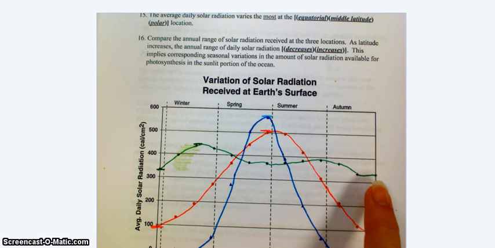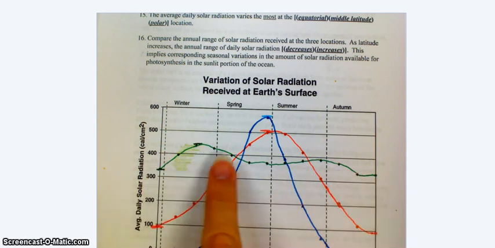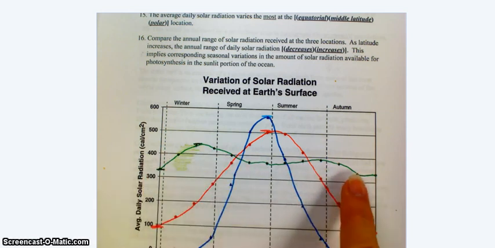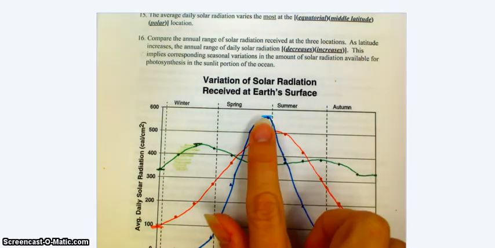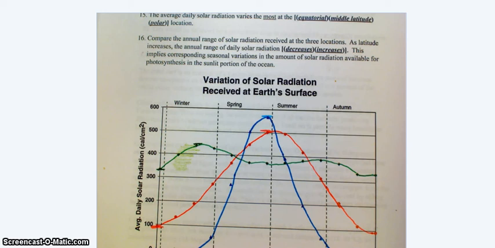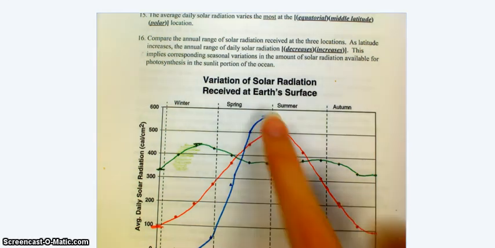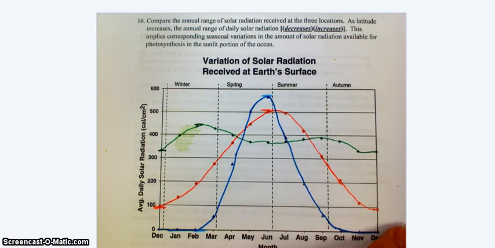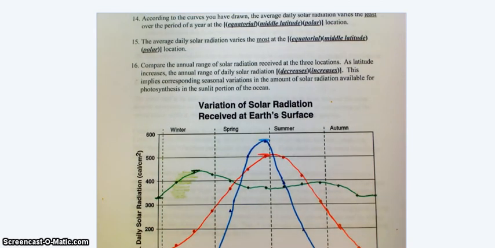Okay, and that should make sense because we get plenty of sunlight all year round at the equator. Okay, it varies a little bit, but it doesn't vary a great deal. At the poles, remember there are some times of the year near the North or South Pole that they don't get any sunlight at all. So the amount of sunlight that you're receiving towards the poles can vary a whole bunch. So number 14, you should go with the equatorial location. Number 15, the average daily solar radiation varies the most, and we just talked about that. It varies the most at the polar location.